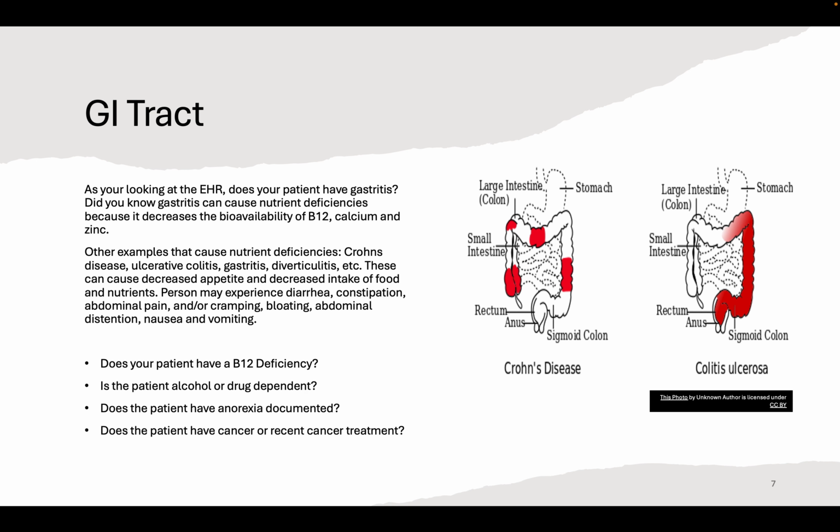Here I have pictures of the intestines. So you have irritants throughout the intestine, like in Crohn's disease, which can cause you to have abdominal pain, cramping, distension, bloating. Does not make you want to eat at all. It's very painful. And then colitis ulcerosa also has inflammation of the intestine, which causes the same things. It does not make you want to eat.